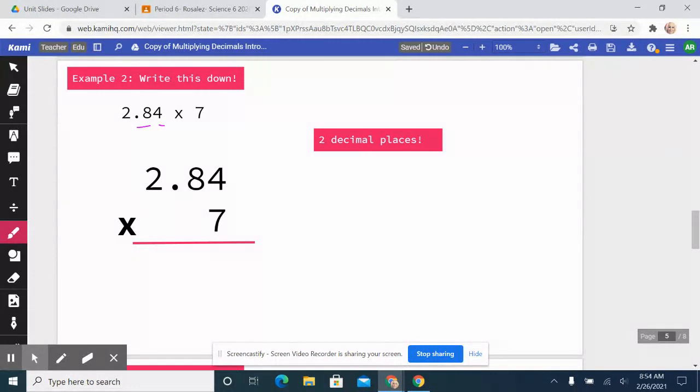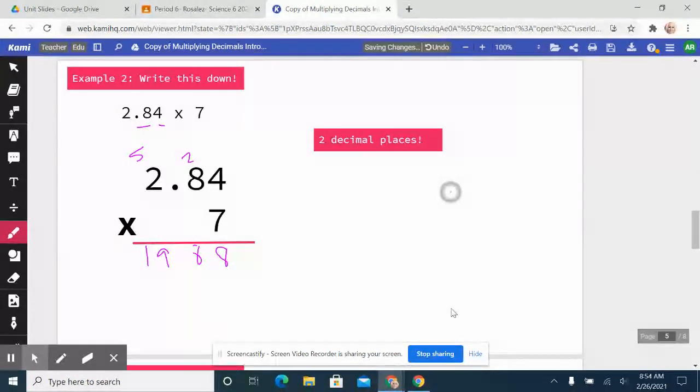So 4 times 7 is 28. And then you have 7 times 8 plus the 2. So that becomes 58. And then you have 7 times 2 plus 5, which is 19.